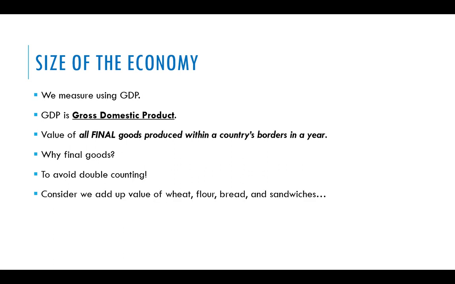So consider a situation where I add up the value of all wheat that has been grown, and then all flour that has been produced, and then I add in all the bread that's been produced and the value of all sandwiches produced. Do you see the problem that we have? We will have counted the same thing over and over and over again, right? The sandwich has bread, and the bread has flour, and the flour is made from wheat. So if I don't want to double count, I would just count it once. Let's count everything at the sandwich level because that reflects the bread, which reflected the flour, which reflected the wheat. So final goods and services.